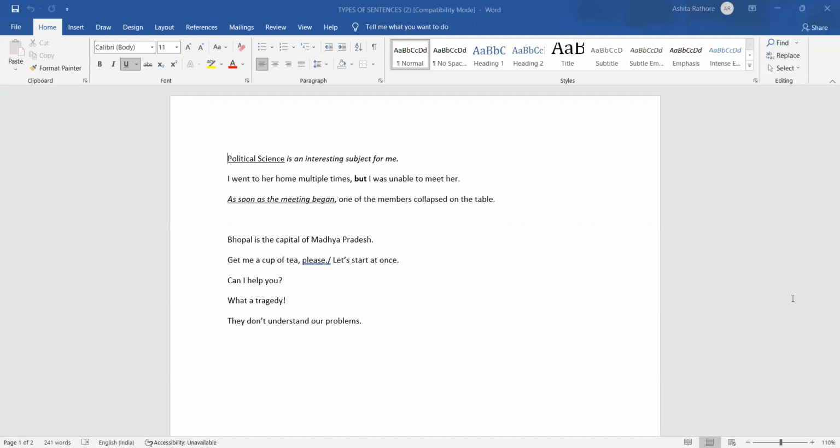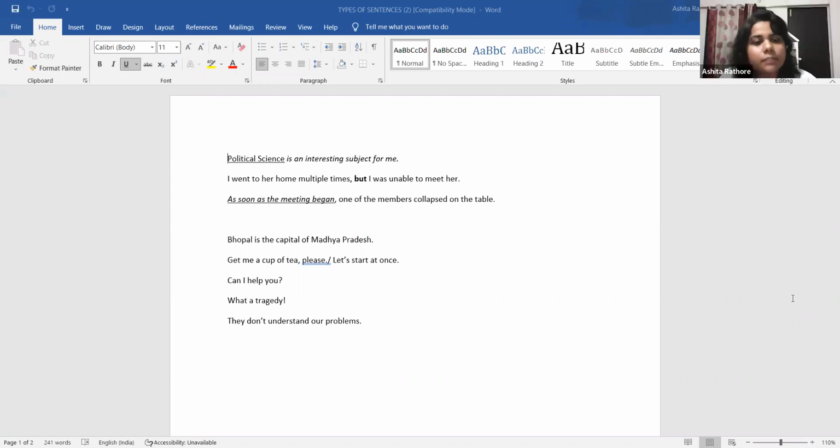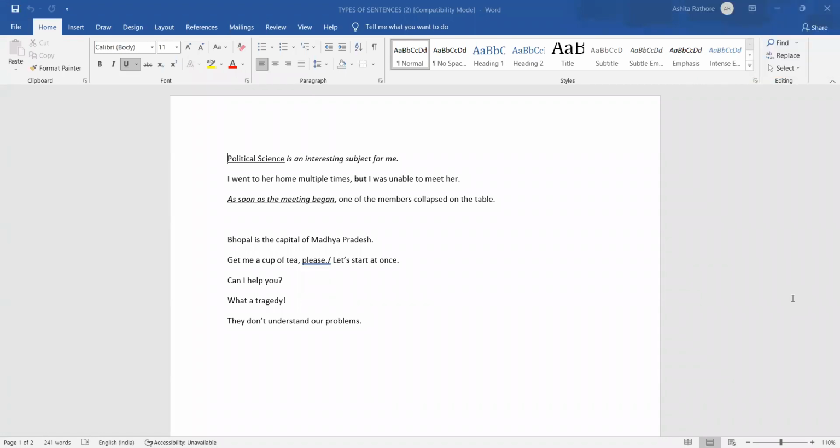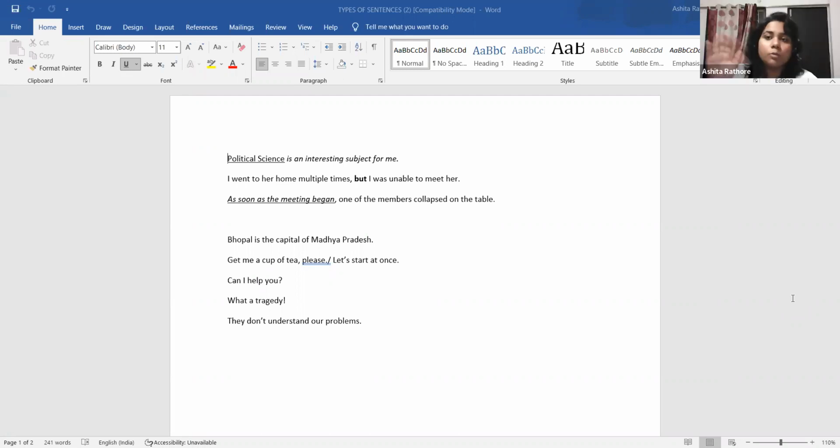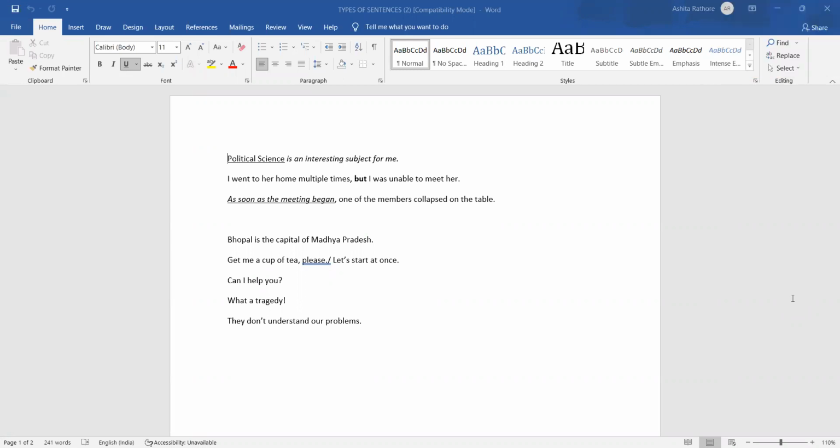In the last sentence, ma'am, you are asking about the last sentence. They don't understand our problems. Ma'am, it's declarative. Ma'am, it's complex. Complex is already done, son, that is finished. The three above were a different bifurcation, that is a structural difference. Yes, ma'am. Ma'am, I think it's declarative.